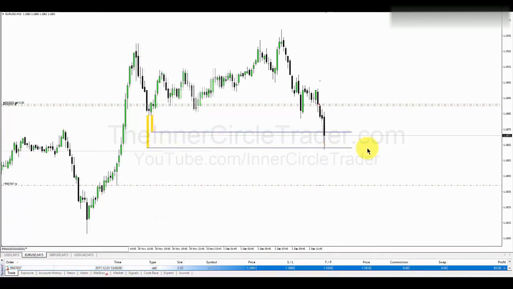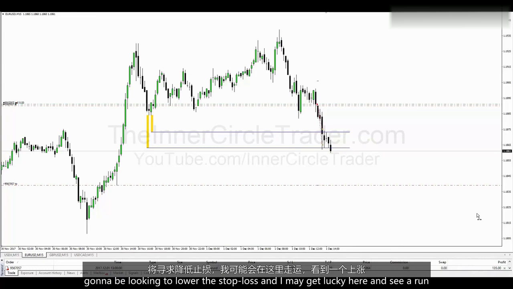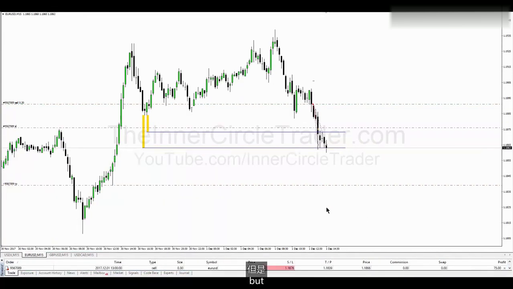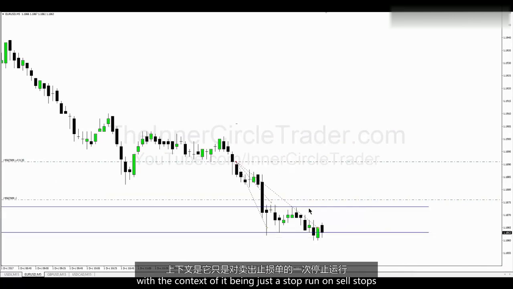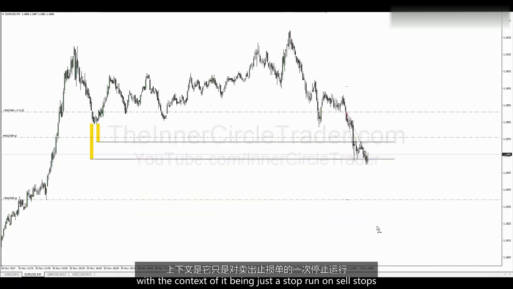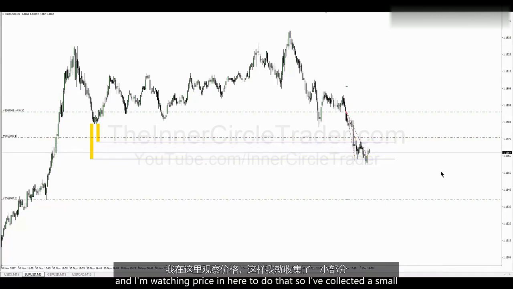So I have 2 of the 3 standard lots banked, and now I'm watching price later on, and I'm going to be looking to lower the stop loss, and I may get lucky here and see a run down to that limit order. But always keeping in mind that I started the trade with the context of it being just a stop run on sell stops. So I want to be mindful of how much the price shows a willingness to stall or not want to go lower. And I'm watching price in here to do that.